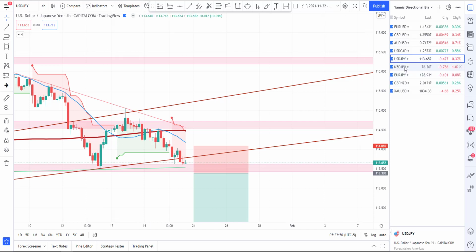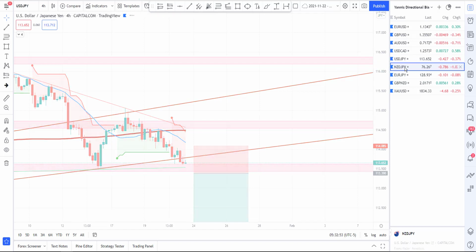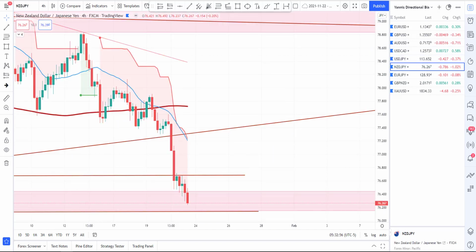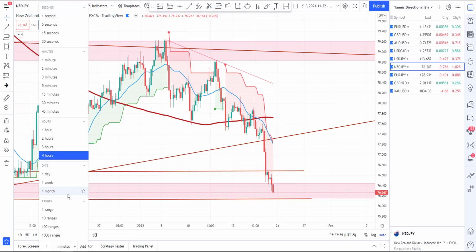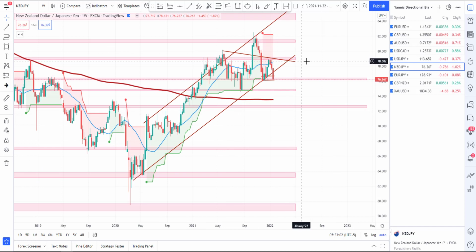Moving next, we are going to have a look at the Kiwi Yen. Allow me again to go on the weekly time frame. The Kiwi Yen is also now in a downtrend in the weekly time frame. I'm kind of expecting it to get back down at least to the 200 and that level here around 72.50. Somehow they should meet somewhere here. So my bias for the Kiwi Yen for the upcoming week remains bearish.